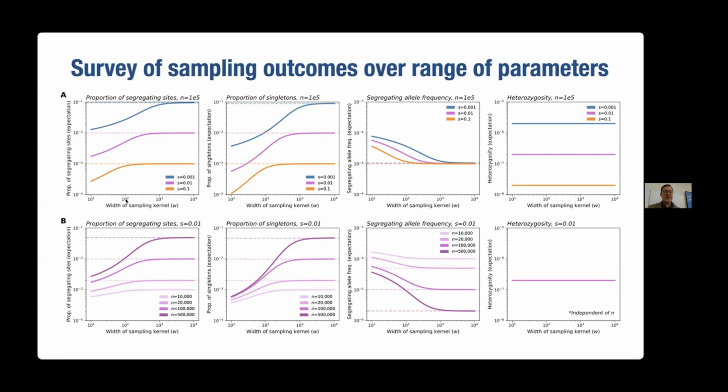In general, I won't dwell too much on the subtleties here, but as the sampling width gets larger, you get more segregating sites, and more of them are singletons. The frequencies at which you detect these variant sites go lower and lower. And the heterozygosity is actually pretty invariant. It changes with the selection coefficient, but it's not variable with the sampling kernel. That's a surprising and interesting result. And as a function of sample size, you can see these slopes get steeper, and the range over which the effects of sampling width arise is broader. So all of these effects are larger when you get to biobank scale. The sampling width is more important as you get to these really large sample sizes.